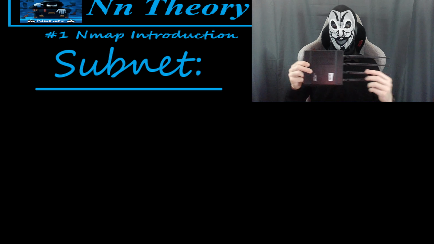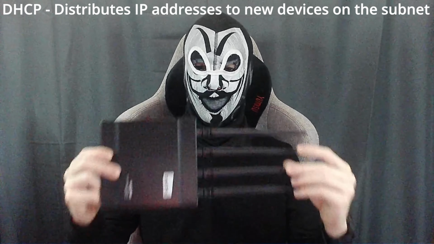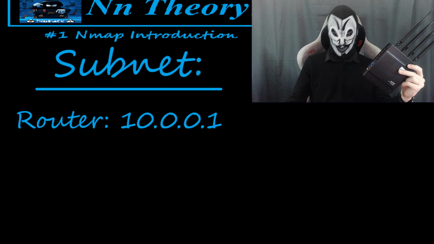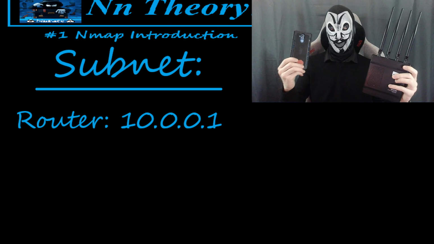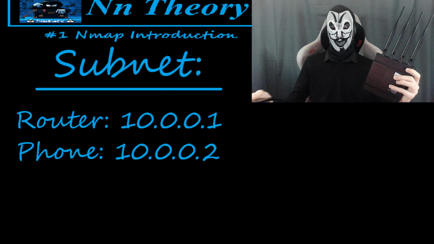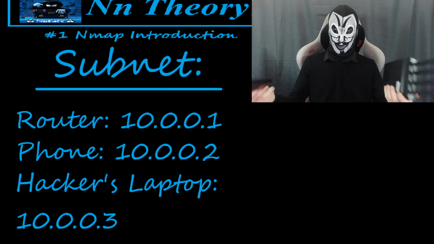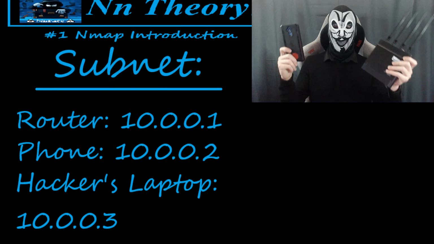So, let's imagine a subnet. I have here my router. This router has the address 10.0.0.1 and has the DHCP function, so it's providing IP addresses to the new devices that are connected. And I have my phone, for example, and this phone is connecting to this router, and this phone now has 10.0.0.2 by DHCP. And you also have your bad, ugly hacker sitting in this subnet, so 1, 2 and 3 is yours.